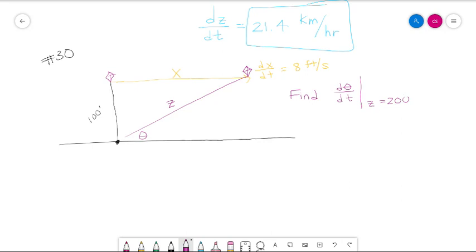Okay, so let's take a look at our picture. So we have, again, a right angle. And we have a theta and we have two sides. So we have to think what kind of equations relate angles and sides of a triangle. Well, our trig functions do. So we're going to be using a trig function in this case.